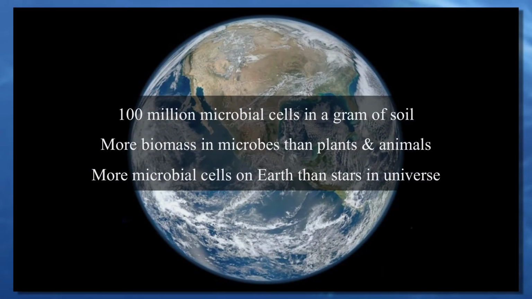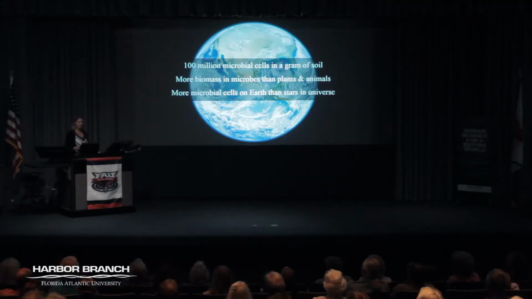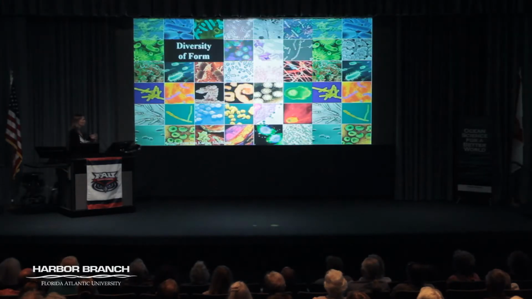In a single gram of soil out here in the back, there's about 100 million microbial cells. There's more biomass, or more carbon, in microbial cells on our planet than plants and animals combined. And on our planet, there are more microbial cells than there are stars in the universe. So in sheer numbers, in terms of diversity, there's an amazing amount of microbes. In addition, they come in a huge diversity of forms and functions.